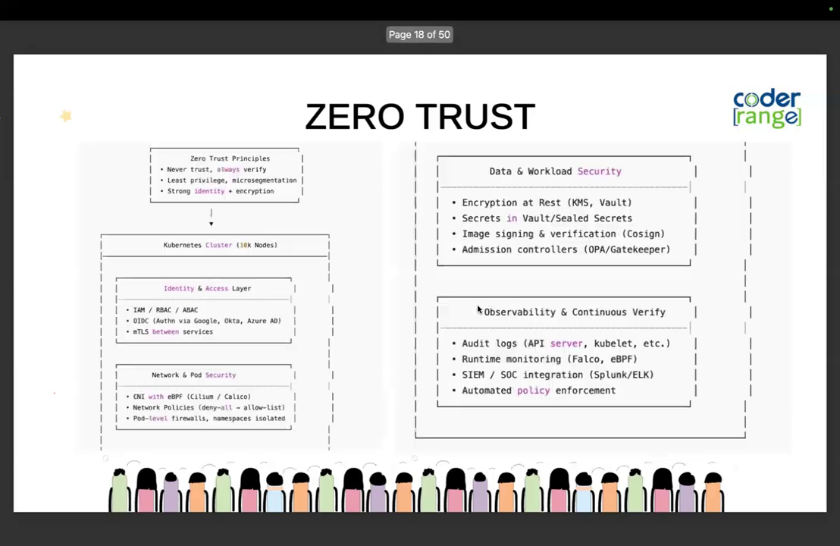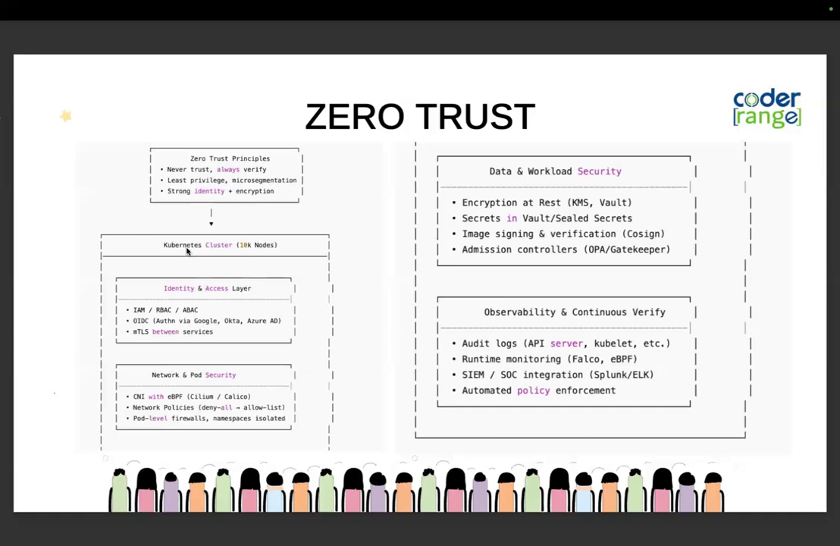But I will tell you really what we have done. Are you excited for that? I hope everybody is excited. In the zero trust principles, generally what does zero trust mean? They never trust anyone, they always verify. The least privilege, they do a strong identity, they check your strong identity, and they do encryption.